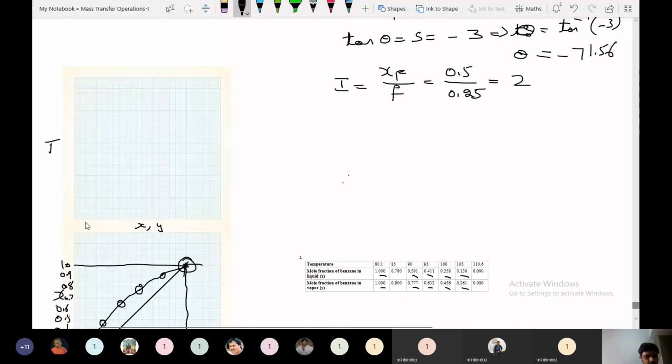So the Txy diagram. Since these are mole fraction values, it will range from 0 to 1. We need not change their axis. 0.1, 0.2, 0.3, 0.4, 0.5, 0.6, 0.7, 0.8, 0.9, 1.0. So here it is 1.0, it's the same axis. Then T is ranging from 80.1 to 110.6. Then we can take from 70.